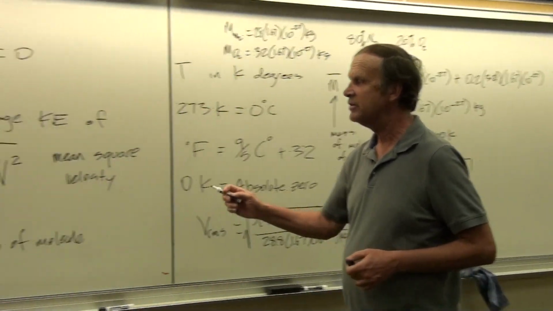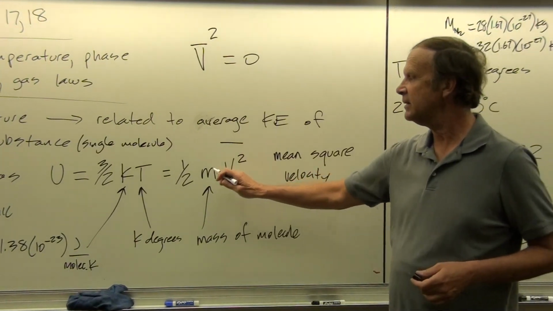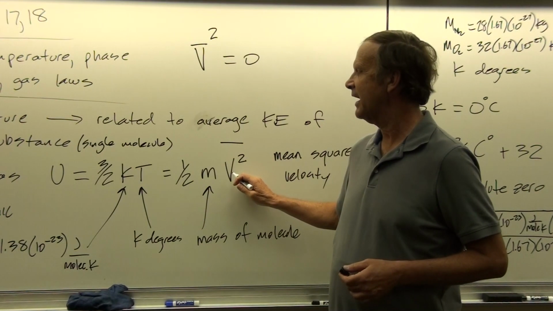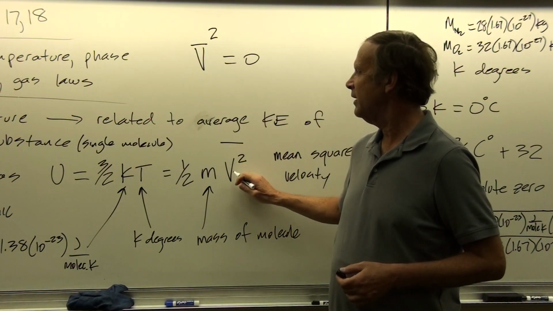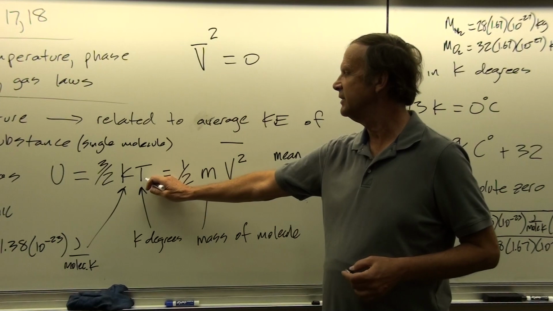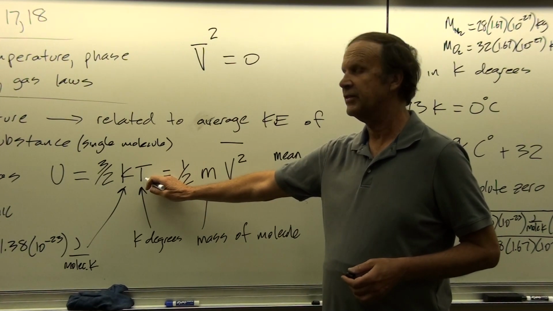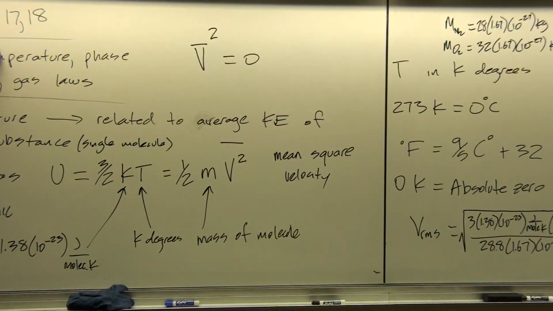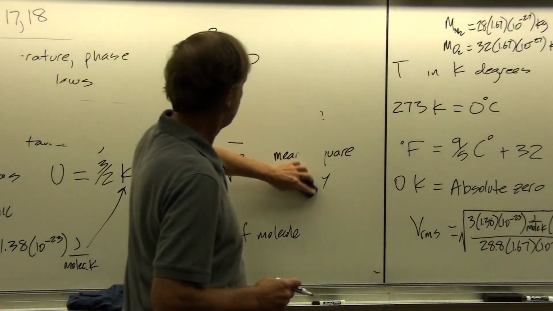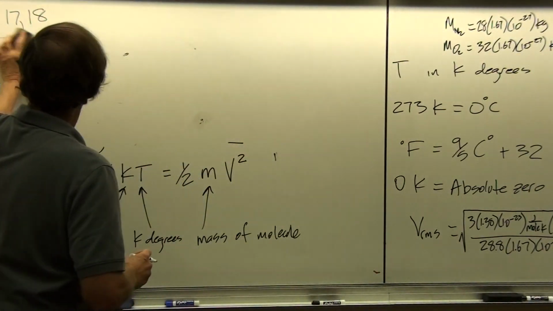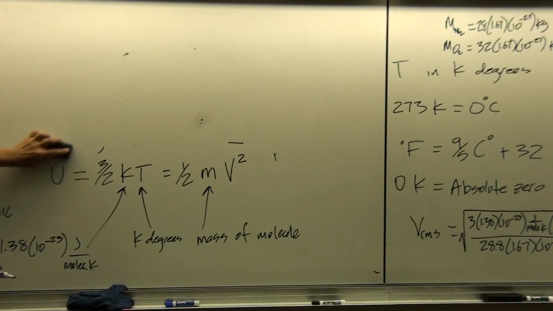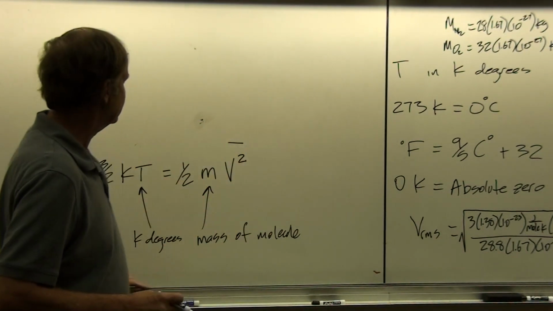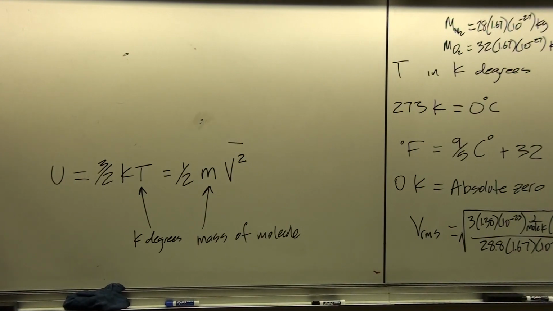And so that average kinetic energy relates directly to the temperature. Once we know what the temperature is, we can figure out how fast the molecules are moving. Or if we know how fast the molecules are moving on the average, we can figure out what the temperature is. Okay, now is that an average velocity, or is it a typical velocity? The answer is it's a typical velocity.